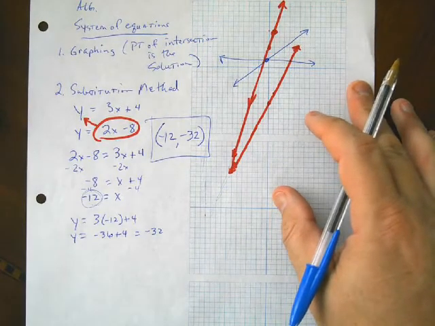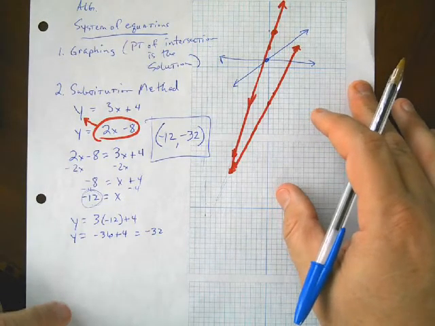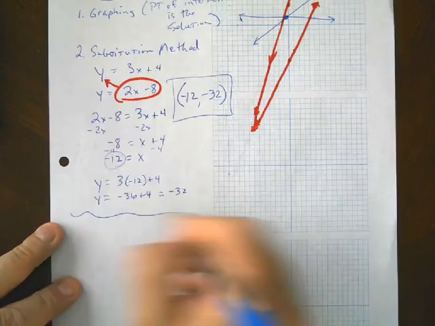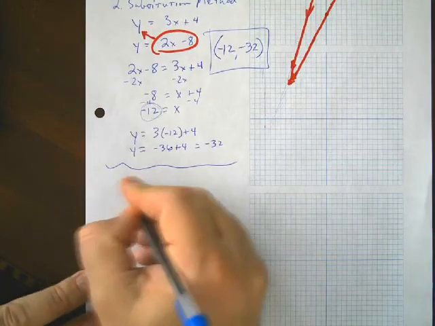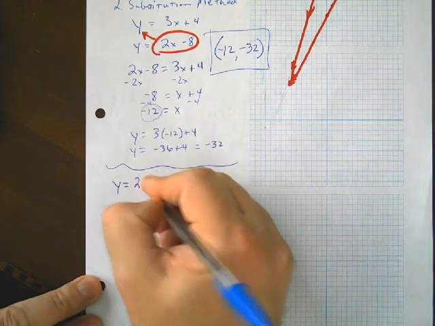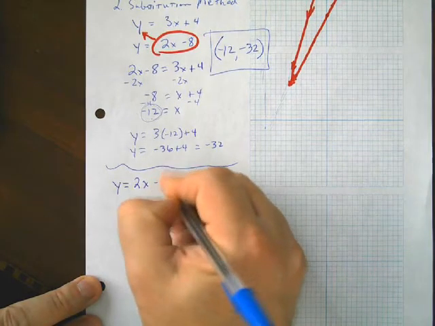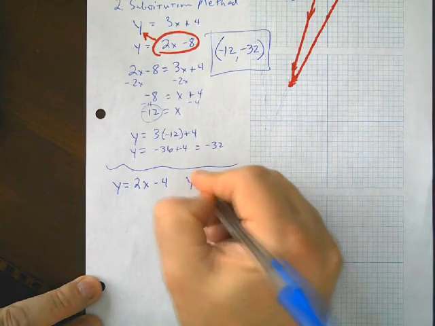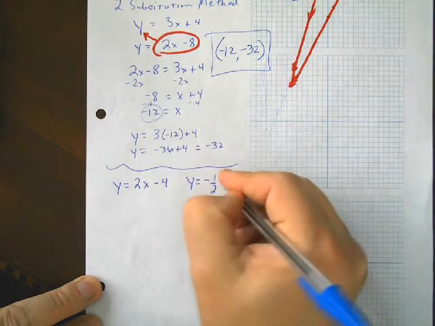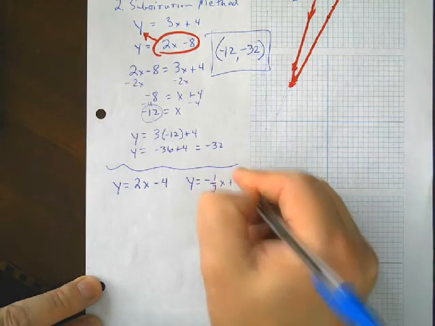So it's actually fairly simple. It's just a matter of substituting the value of one equation in for y into the other equation. Let's do another example. Let's say that I have y is equal to 2x minus 4, and then we have y is equal to negative 1/2 x plus 2.